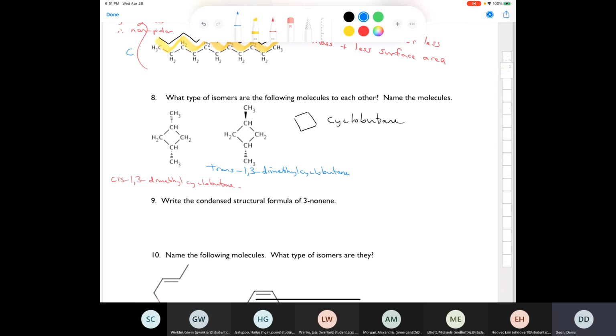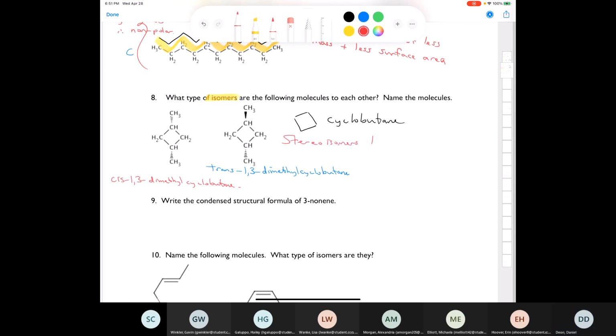Could anybody tell me what type of isomers these are? And it's not a trick question. What would be the best description? They're not constitutional isomers because constitutional isomers are when we have two molecules with the same molecular formula but a different connectivity. Both of these molecules have the exact same connectivity. The way that they differ is the arrangement of atoms in space. Exactly. So these molecules are stereoisomers.